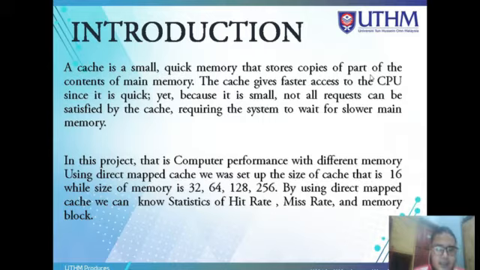In this project, the topic is computer performance with different memory using direct map cache. We set up the size of the cache to be the same, that is 16, while the size of memory is different: 32, 64, 128, 256. By using direct map cache, we can know the statistics of hit rate, miss rate, and memory blocks.